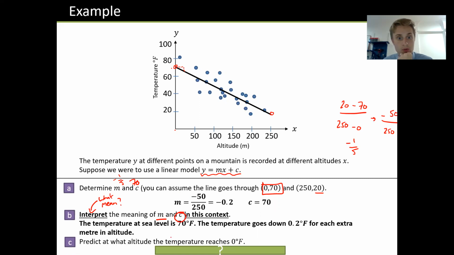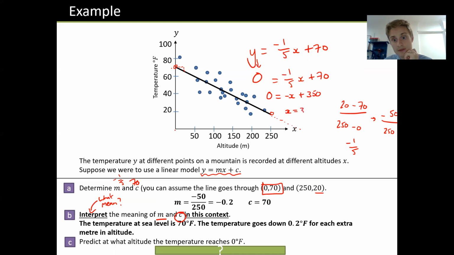Predict what altitude the temperature reaches 0. So we could extrapolate. How are we going to do this? Well, we're going to use the straight line that is kind of in the background here. It was actually y equals minus a fifth x plus 70. So temperature is a bit like the y in this question. So if I make the temperature 0, 0 is minus a fifth x plus 70. I'm going to times both sides by 5. So 0 is minus x plus 350. So x is equal to 350.